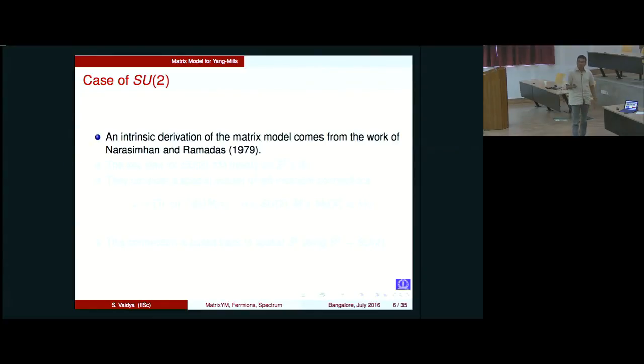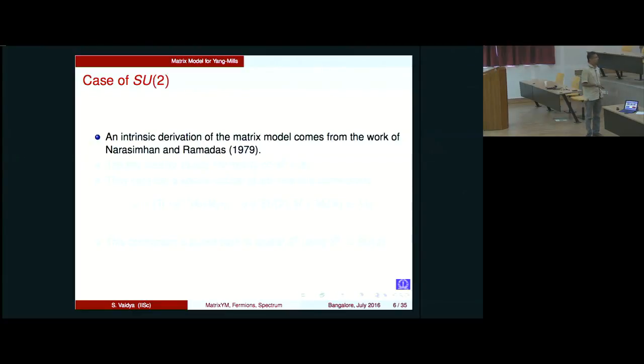Narasimhan and Ramadas, and a few months or maybe a year before that, Singer, showed that the gauge bundle of Yang-Mills theory is twisted. Both Singer and Narasimhan and Ramadas used very different techniques. Singer looked at the full gauge bundle and used much more formal arguments to prove that the gauge bundle is twisted. Narasimhan and Ramadas came up with a more rigorous argument.